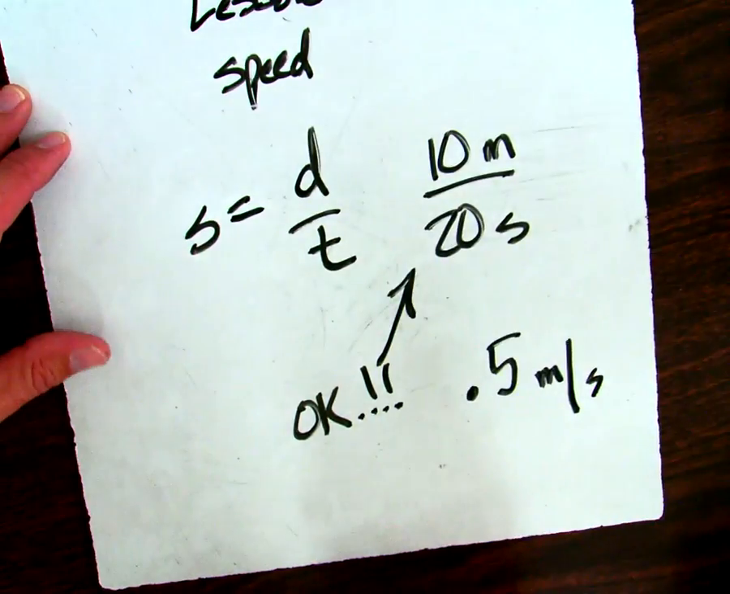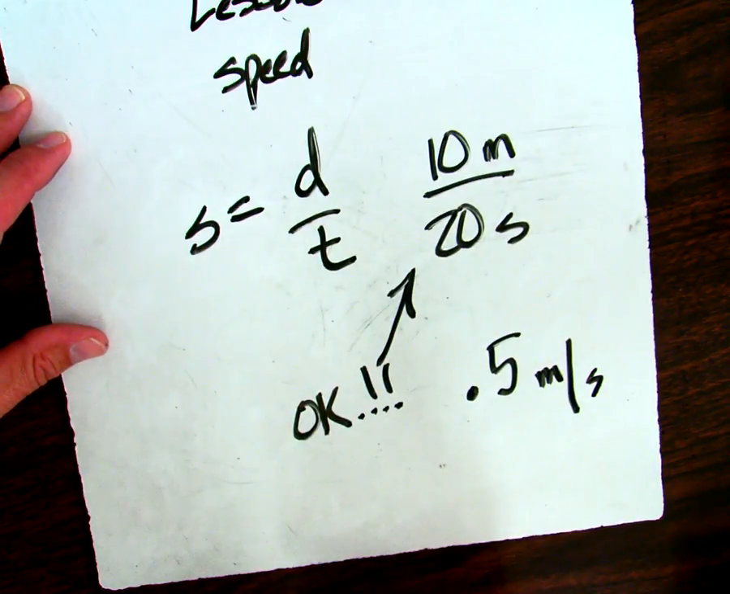Trust the formula. Make sure you plug in your distance on top and your time on the bottom. And then whatever answer you come out with, make sure your math is correct. But if you come up with an answer that is less than 1, that's okay too.